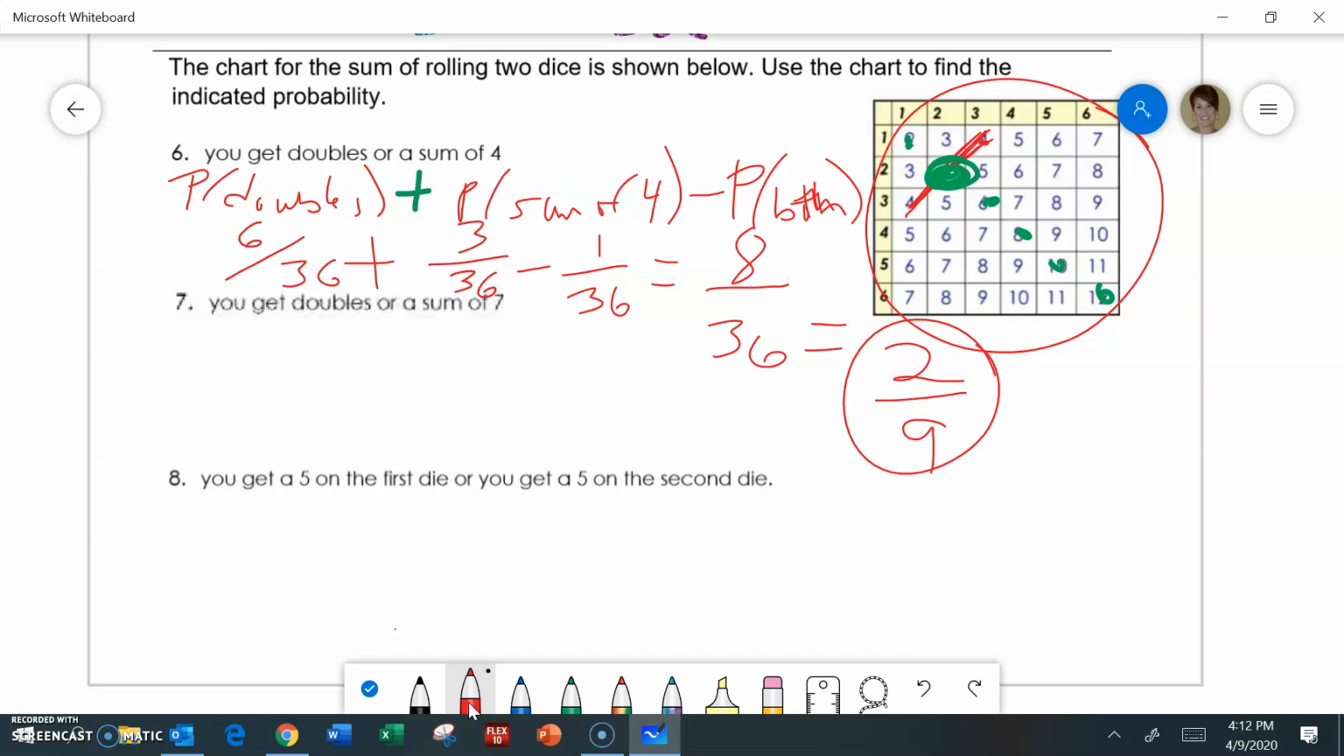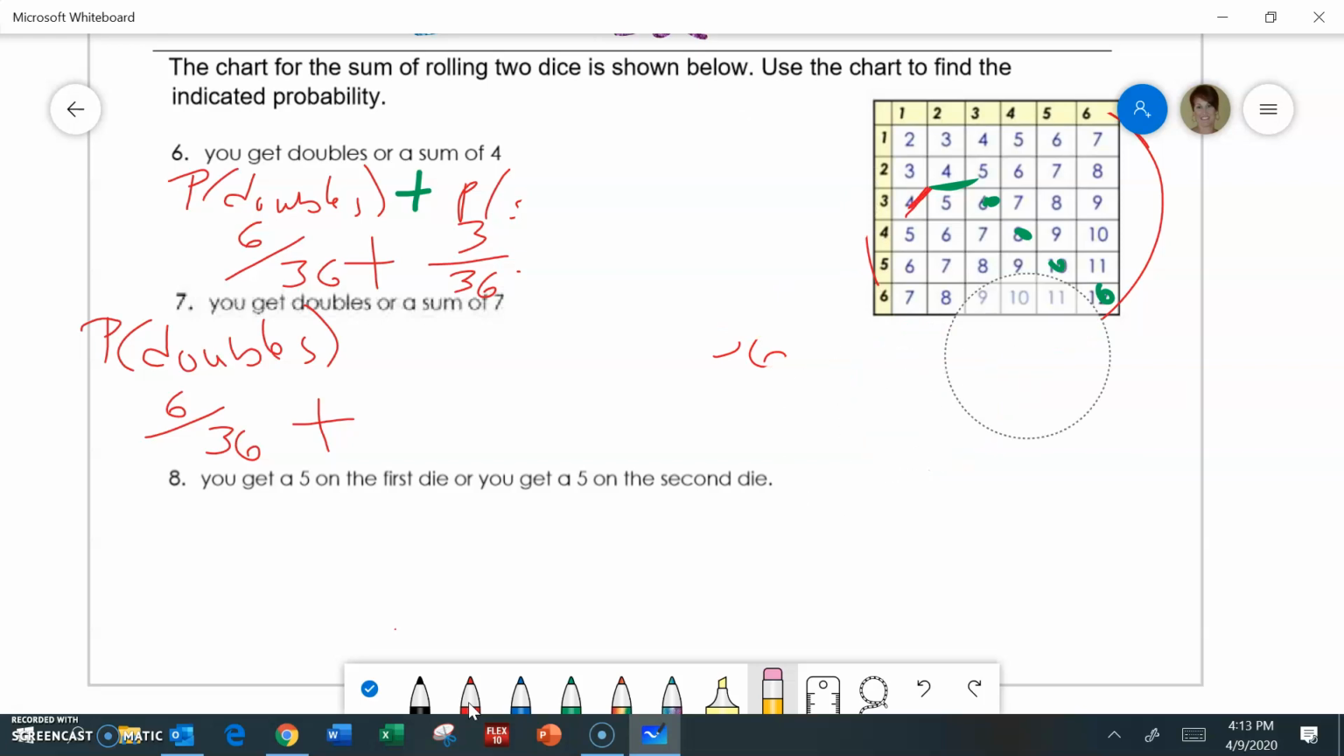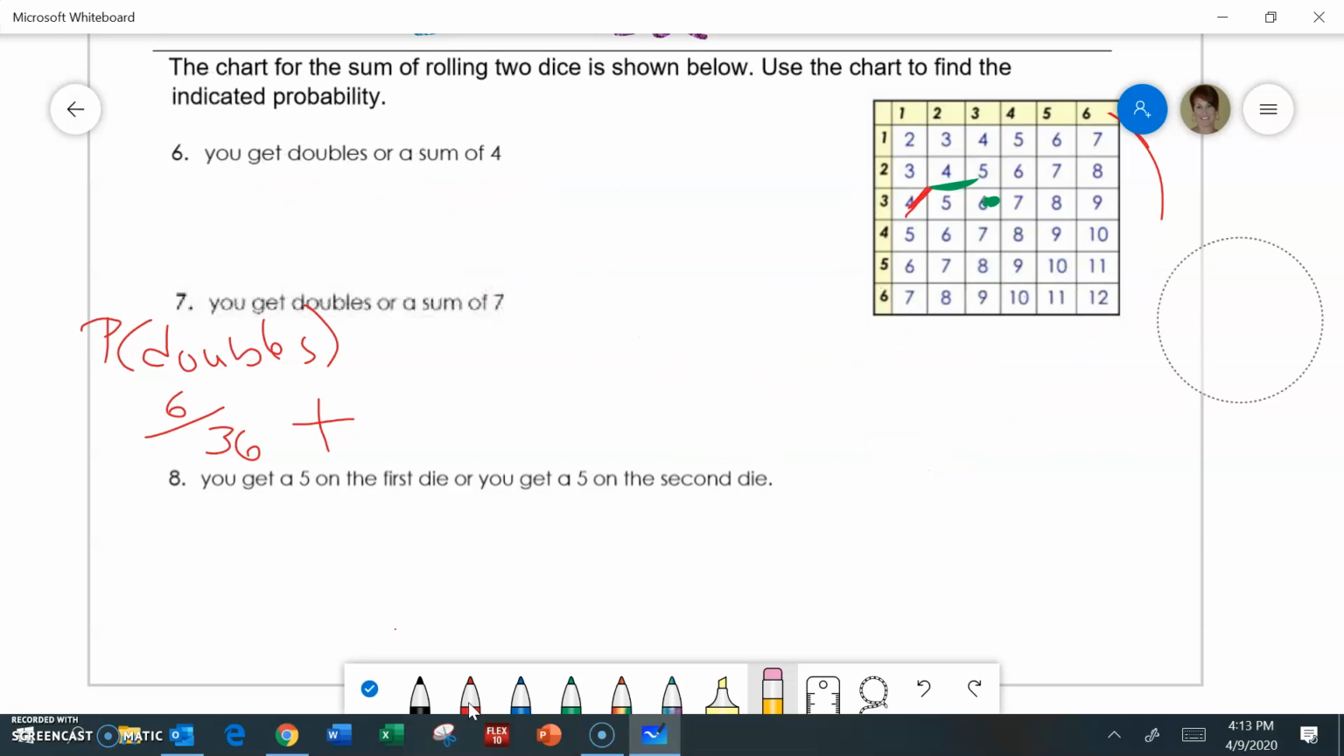Okay? All right, so let's go to number 7. So we still have the probability of getting doubles. Now we can use our answer from up above, and that was 6 out of 36 of rolling a double. I'm going to get rid of this so y'all can see what's going on. And then we want the probability of a 7.